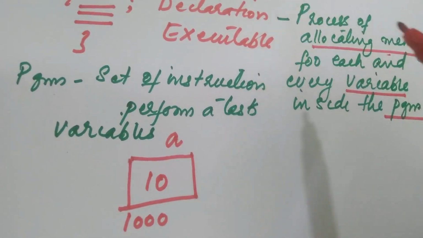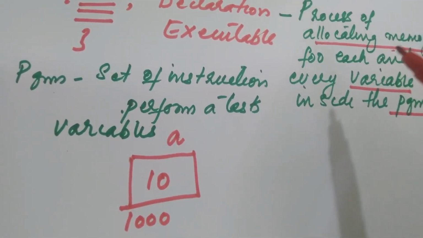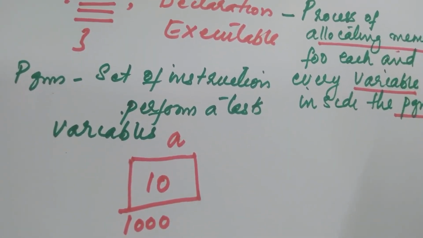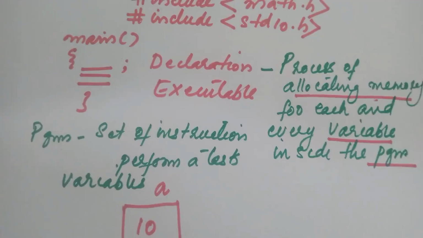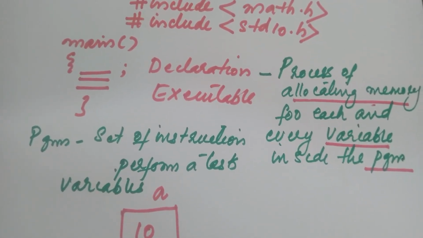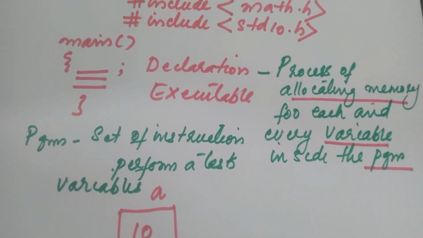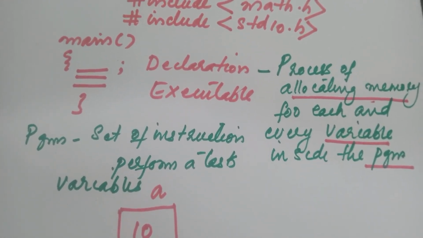So in declaration, what is done? The process of allocating certain memory for each and every variable inside the program. So only after declaration we can write the executable statements. The main function contains 2 parts, declaration and executable part. By this, let us conclude this section, and in the next video we will be discussing the steps to declare a variable.